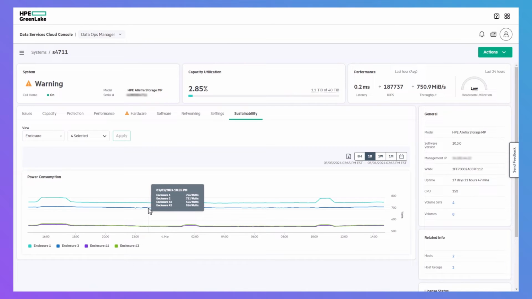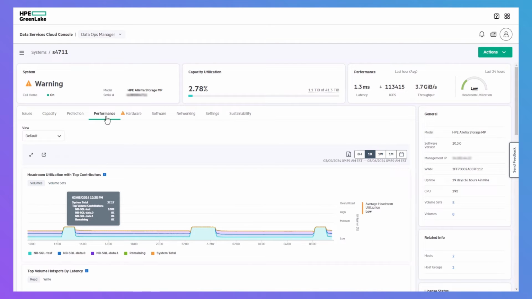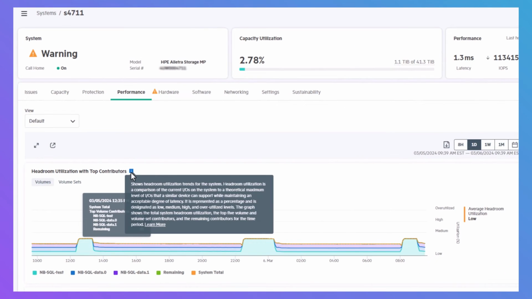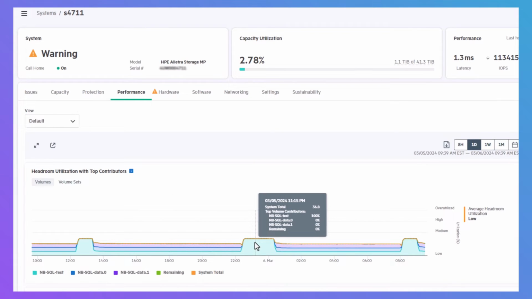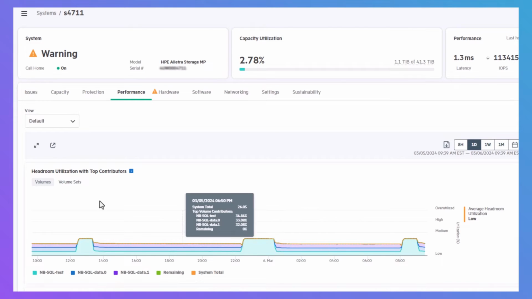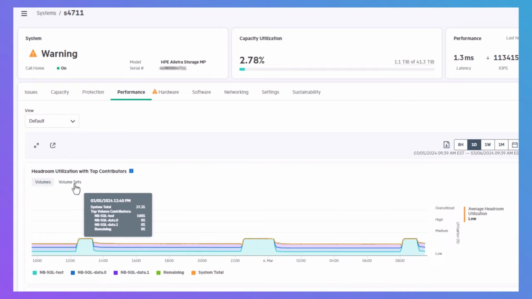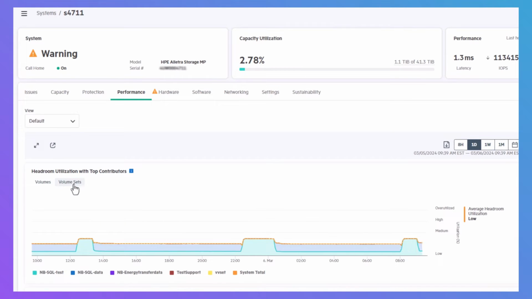Next, let's look at the advanced performance analytics for this system. The headroom tells you how much room for extra workload your system has while still providing optimal performance. It takes into account the exact system configuration, as well as the workload and volume types. It's characterized as either low, medium, high, or overutilized, where overutilized indicates that the system is operating at or beyond its limits. What's more, you can see the top 5 contributors to the headroom for volumes, as well as volume sets.